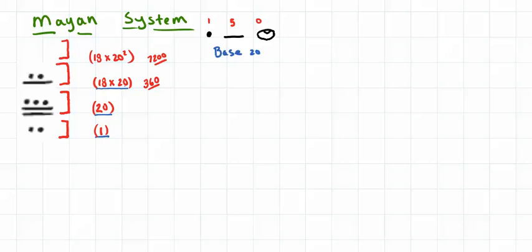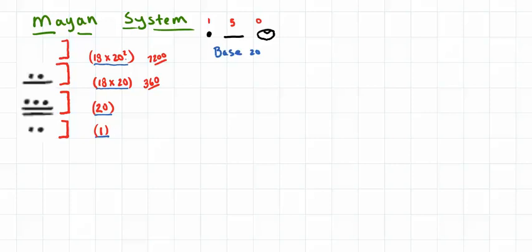A lot of people speculate it's because their calendar had 18 months and 20 days, so the number 360 was important for them. Even though they knew there were 365 days in a year, they actually added the 5 days there somewhere. But then they keep that 18 in the system, so the next place up, rather than being 20 times 20 times 20, is 18 times 20 squared.